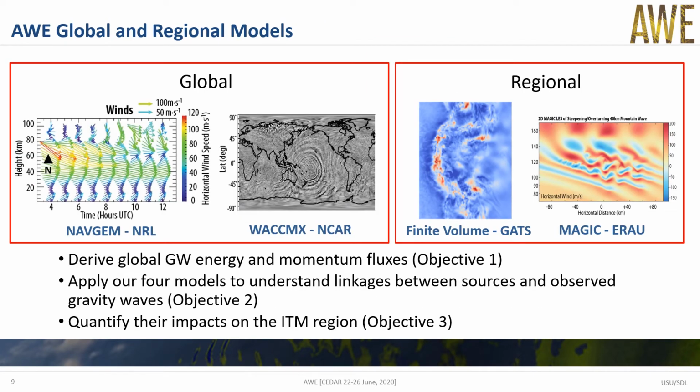Our OR measurements will be highly complemented by 4 state-of-the-art models, 2 global and 2 regional. Our OR co-investigators are experts in these models, which will be used together with OR data to derive global gravity wave energy and momentum fluxes. That's our objective 1. Apply all 4 models to understand linkages between sources and observed gravity waves, our objective 2. And then to quantify their impacts on the ITM region using well-defined deep penetrating wave events. Together, this will create a transformative investigation of gravity waves and their impacts on a global scale.